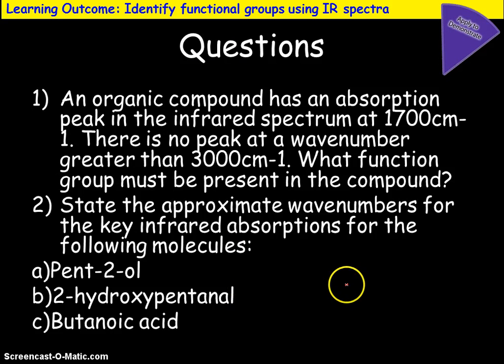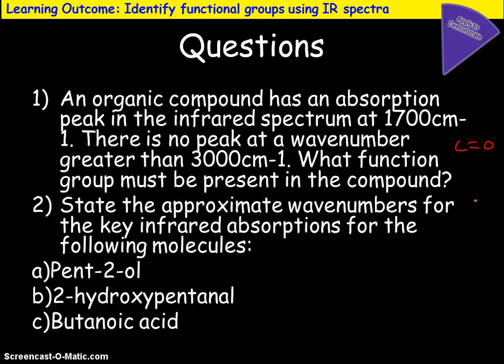Here's a couple of questions that we discussed in class. So first of all, an organic compound has an absorption peak in the infrared spectrum at 1700 centimeters to the minus 1. There is no peak at a wave number greater than 3000. What functional group must be present? So it had to be a carbonyl group, a C double bond O, and that it had to be in an aldehyde or a ketone, because there's no bond vibration above 3000. So that means there's no OH hydroxyl group, so it can't be an alcohol or a carboxylic acid.